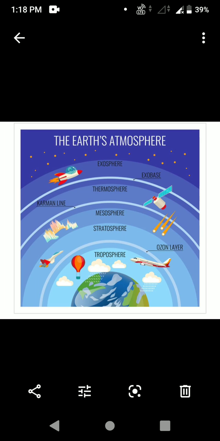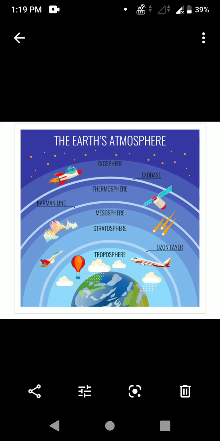So, this stratosphere lies above the troposphere. It extends to 50 km above the Earth's surface. In this layer, more ozone molecules are contained, so it is called ozonosphere. The temperature increases with increase in height in this layer. Mostly, jet planes fly in this stratosphere. Okay, the upper limit of the stratosphere is called stratopause.